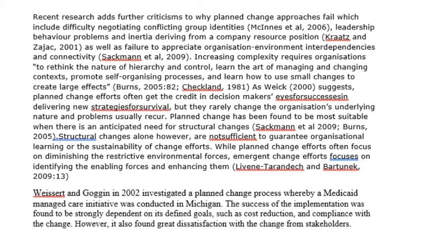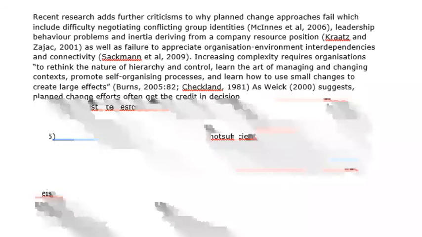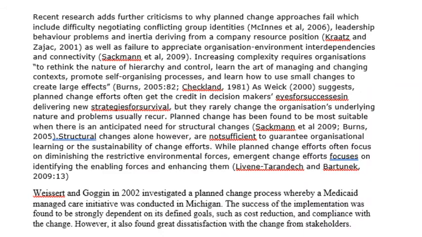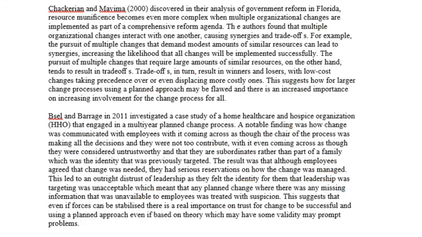Weissert and Goging in 2002 investigated a planned change process whereby a Medicaid-managed care initiative was conducted in Michigan. The success of the implementation was found to be strongly dependent on its defined goals, such as cost reduction and compliance with the change. However, it also found great dissatisfaction with the change from stakeholders.